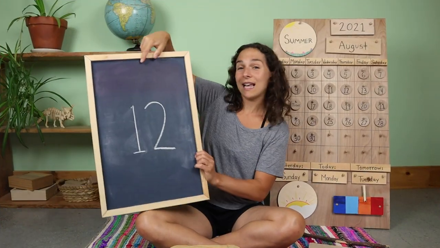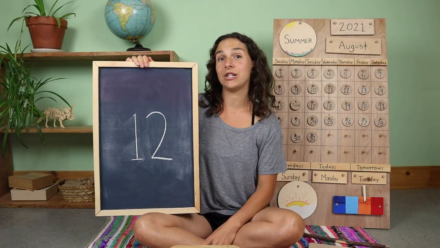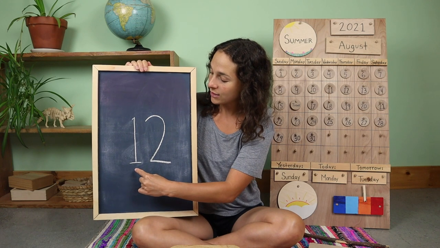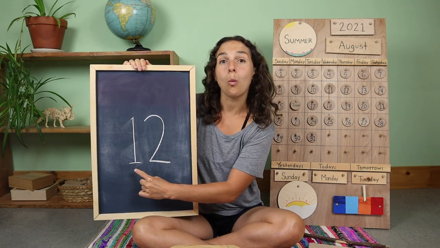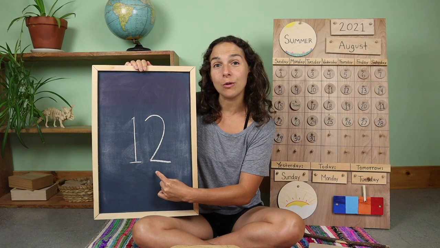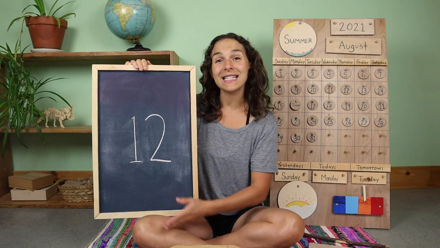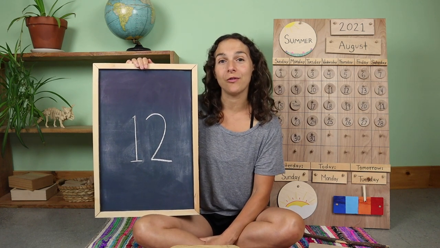And here is the number of the week. Friends, we have a double-digit number right here. The first number is the number 1. The second number is the number 2, which makes the number 12. This is the double-digit number 12.